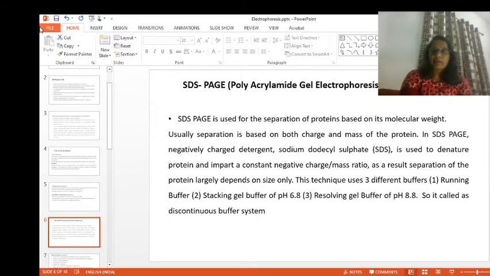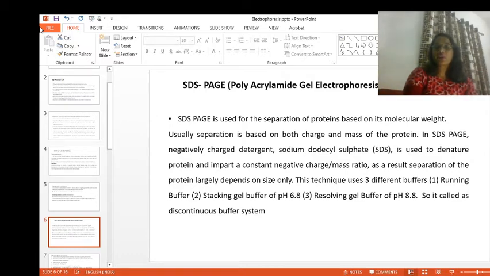Coming to SDS PAGE, or polyacrylamide gel electrophoresis. SDS PAGE is used for the separation of proteins based on molecular weight. Usually, separation in an electric field is based on both mass and charge. But in SDS PAGE, we use SDS, that means sodium dodecyl sulfate, a negatively charged detergent, and this negatively charged detergent imparts a negative charge to the whole protein molecule.